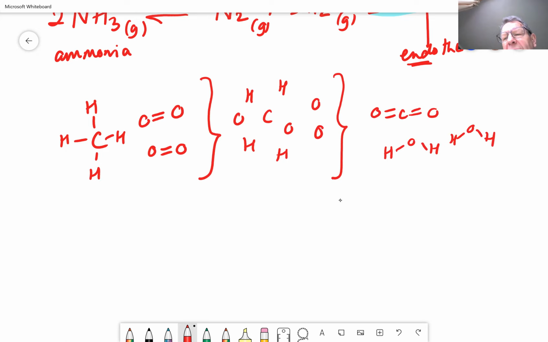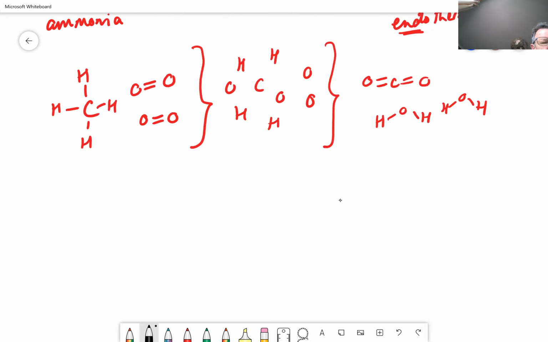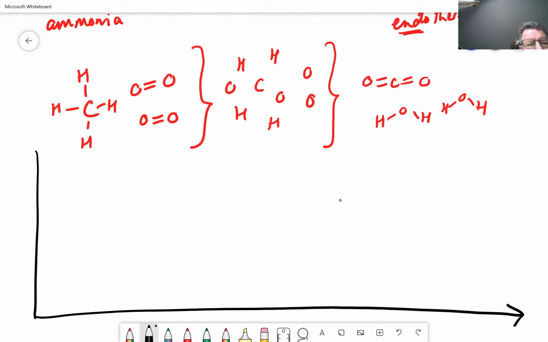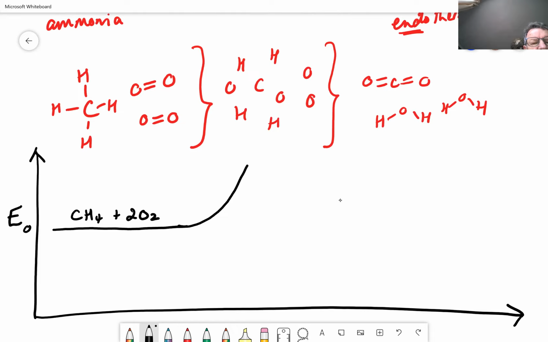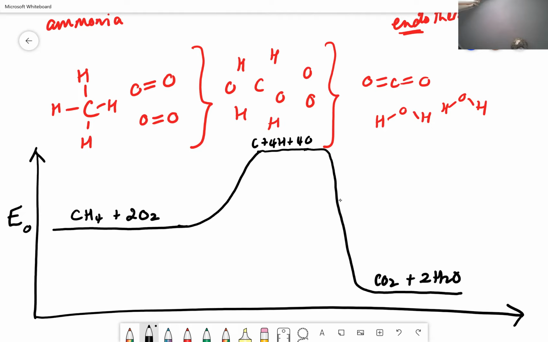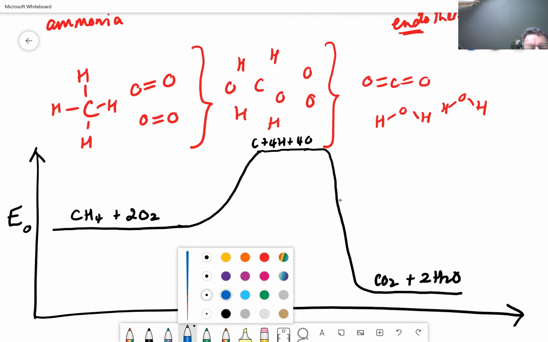And what happens if we look at the energy is this. If I draw a graph, many of you will know this anyway, but in case you don't, if I draw a graph and energy is up the side here, then the starting point is here, and we would normally say that is energy zero. So here I have my CH4 and my two oxygens. We then have to put in a lot of energy for it to become the pieces here, the carbon and four hydrogens and four oxygens. And then they fall down the other side, lower, to form the carbon dioxide and two waters. And what is happening is that in this first part here, this bit here, we are breaking bonds.